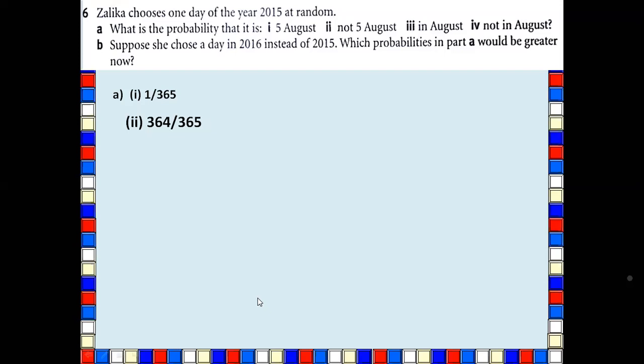In August, 31 out of 365. Yes, excellent. In August, how many days in August? There are 31 days out of the whole total number of days in the year, which is 365. So girls, you should know how to find the total number of days in each month, 30, 31, okay? So in August, there are 31 days out of 365. Thank you, Jude. Excellent.